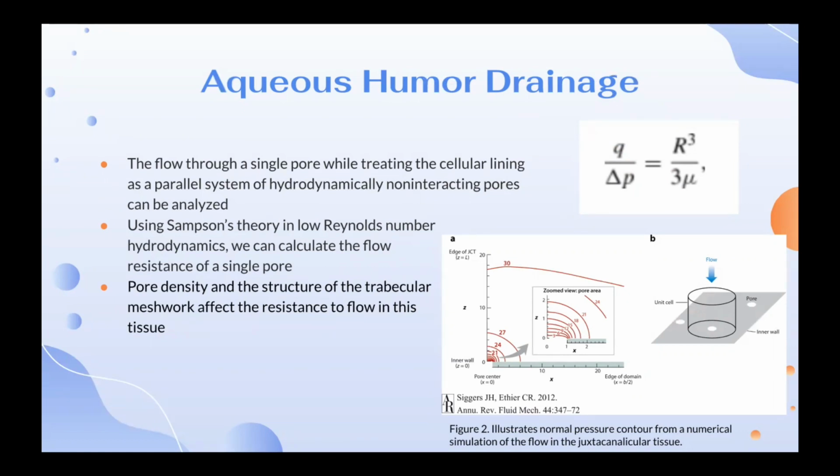single pore. Using the equation shown on the right, where Q is the volumetric flow through the pore, delta P is the pressure difference across the surface between locations, mu is the dynamic viscosity of the aqueous humor, and R is the pore's radius. From this calculation, a low flow resistance of endothelial lining of Schlemm's canal was predicted. The pore density and structure of the trabecular meshwork also affect the resistance to flow in this tissue. In figure 2, we can see the flow going through the unit cell that eventually goes through the pore.